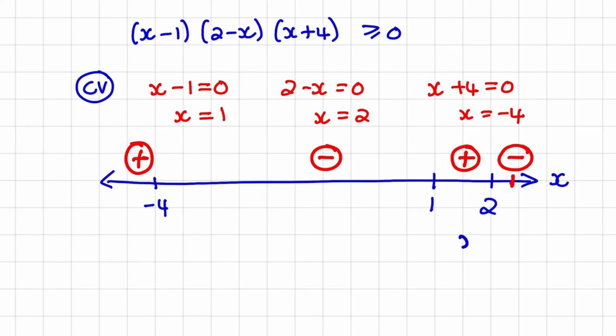So we can see that the x values must be smaller or equal to 2 and bigger or equal to 1. So between 1 and 2. And x must also be towards the left of negative 4. So x must be smaller or equal to negative 4.